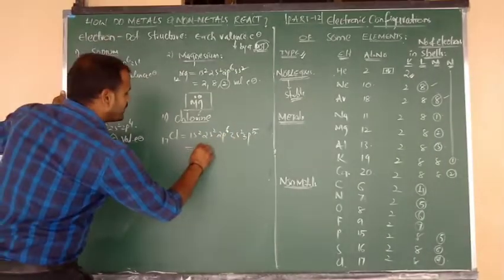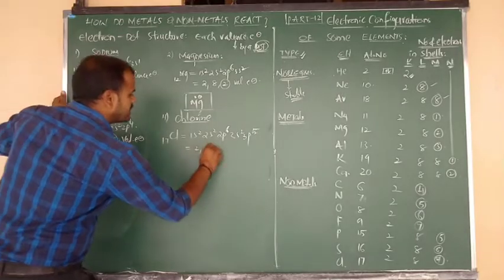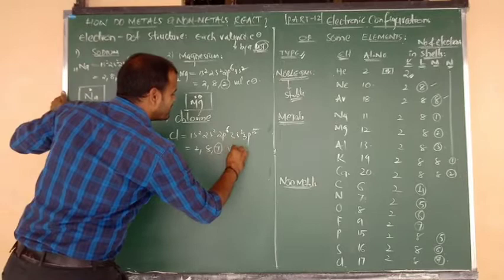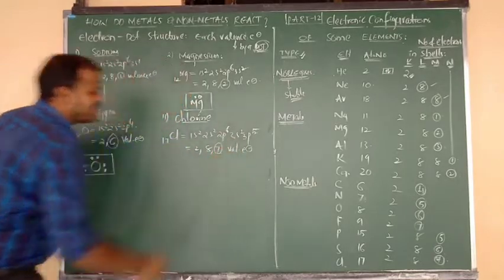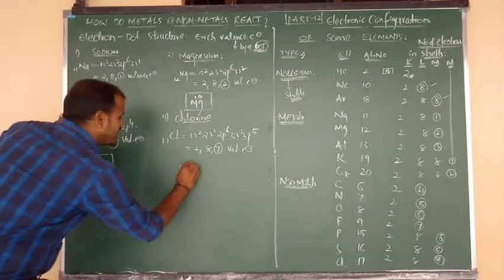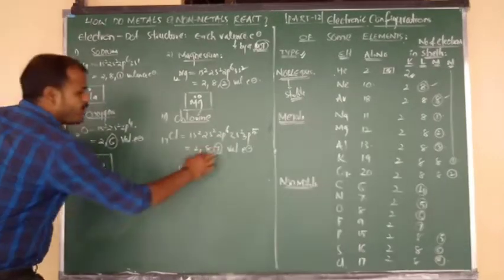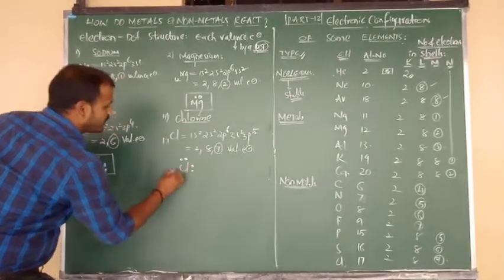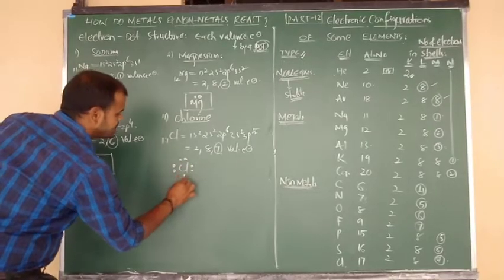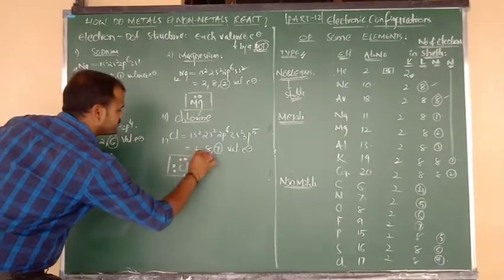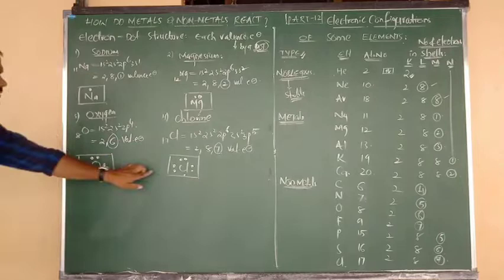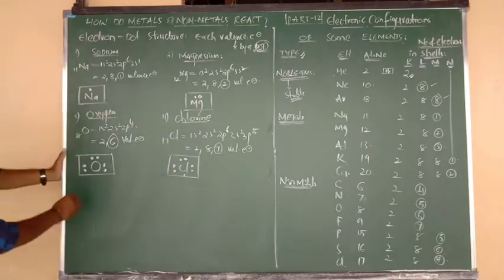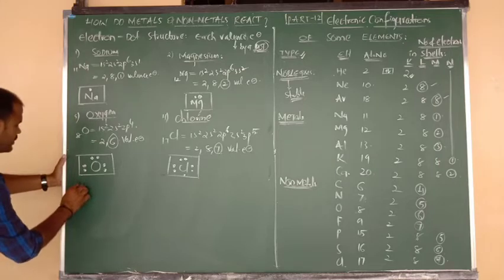So the first orbit K shell contains 2, L shell contains 8 and M shell contains 7. In the outermost orbit, how many valence electrons are there, beta? 7 valence electrons are there. So Cl is the symbol of chlorine. How many valence electrons? 7. 1, 2, 3, 4, 5, 6 and this is 7, beta. Like that we have to denote. Understood? And one more we can write directly.